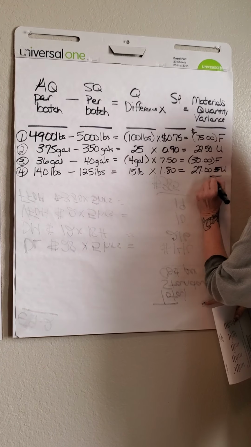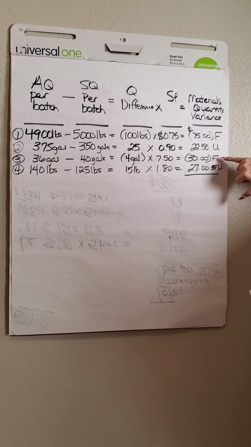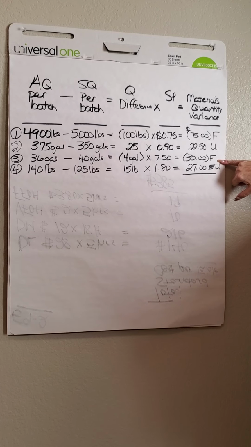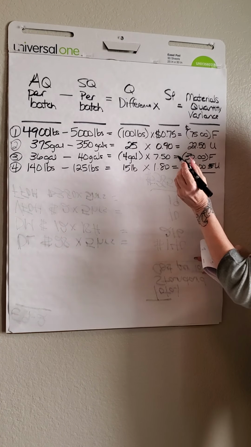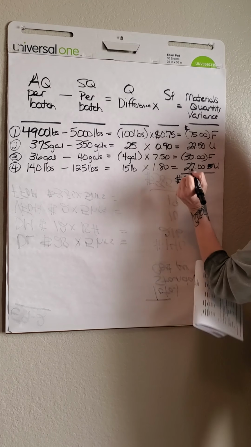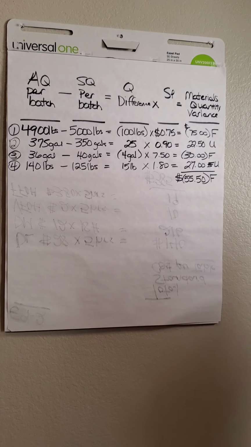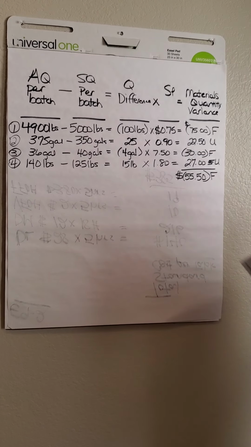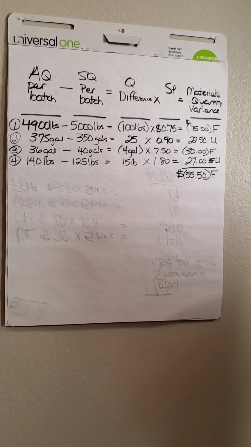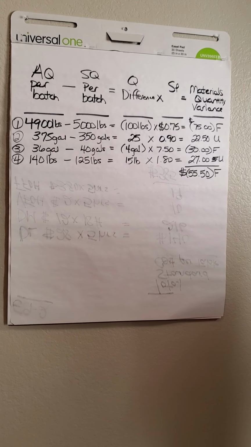And then if you want to get the total materials quantity variance, you're going to take the difference here. So our favorable variances are $105, and we're going to offset those with the two unfavorable variances. And so we're going to get a total materials quantity variance of $55.50 favorable. And that's made up of the four different items. So let me make sure we answered everything. I'm going to miss an item on here. And we are good to go.